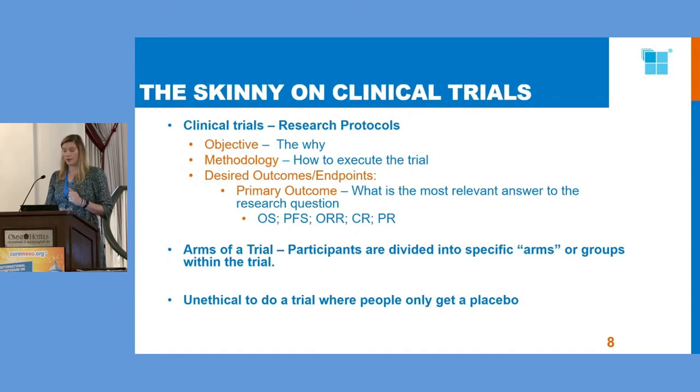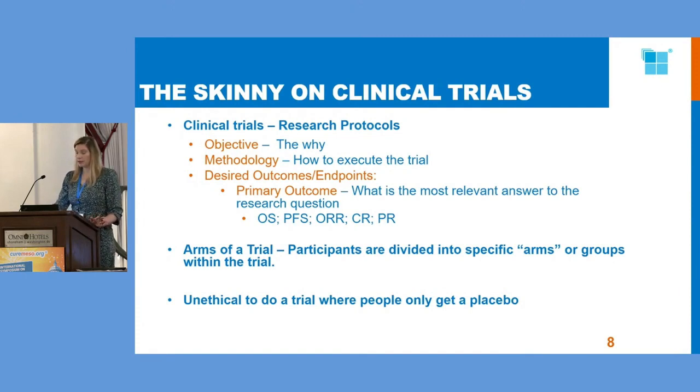There's a whole bunch of alphabet soup that comes along with clinical trials and some of the research. So OS, PFS, ORR, CR, PR. OS is overall survival. PFS is progression-free survival, so how long people go without the cancer growing. ORR is overall response rate, so in totality, how many people responded. CR is a complete response, meaning can't see the cancer on the scans anymore. And PR is partial response, meaning that the cancer shrunk but is not completely gone.